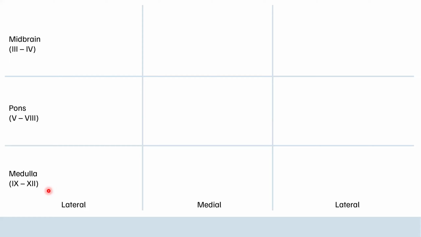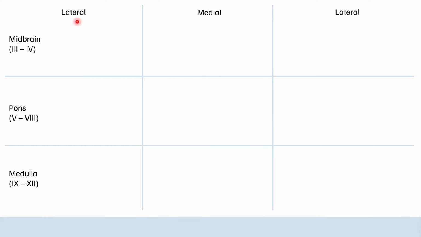Looking at this diagram, we have our rows representing the midbrain, the pons, and the medulla. And here we are applying our first rule of the rule of fours, which is that we have the third and the fourth in the midbrain, 5, 6, 7, and 8 in the pons, 9, 10, 11, and 12 in the medulla. Now, let's apply more sustenance to this.